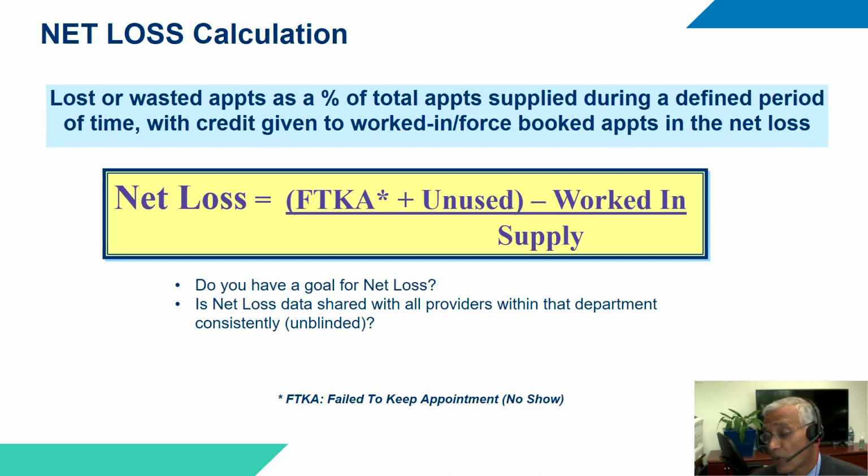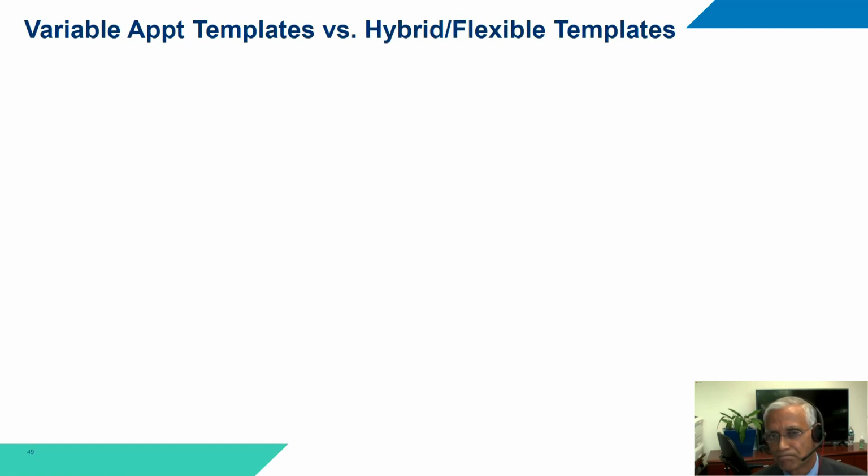And you may be surprised once you start pulling this data, you will realize there is a huge variability from physician to physician and from clinic to clinic. Our goal is to try to optimize and keep the net loss well below 10 to 15%.